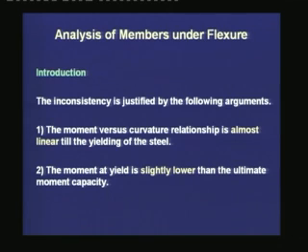First, the moment versus curvature relationship is almost linear till the yielding of the steel. That means, although there is some nonlinearity in the concrete, yet the nonlinearity is not reflected to a great extent before the yielding of the steel. Second, the moment at yield is slightly lower than the ultimate moment capacity. That means, when we are talking of the capacity, the almost linear behavior is up to the yield moment, which is slightly lower than the ultimate capacity. That is, in the strength axis, it is almost linear close to its ultimate capacity.